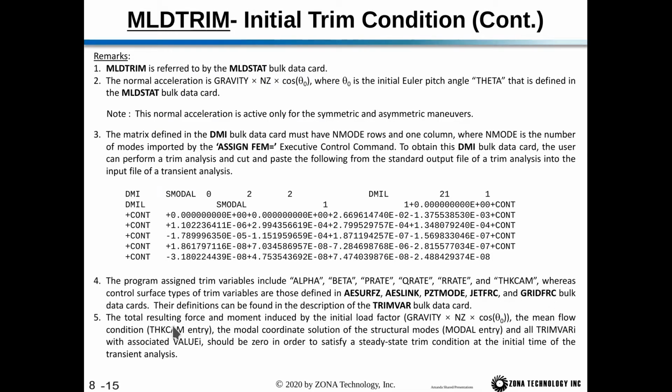So the total resulting force and moment induced by the initial load factor, gravity times NZ times cosine of theta naught, the mean flow condition, which is THICKCAM, the modal coordinate solution of the structural modes, and all of the TRIMVAR with the value. So the total resulting force from these contributions should be 0 in order to satisfy the steady state trim condition at the initial time of the transient analysis. And of course, that is what the trim module of ZAERO does for you. It tells you what the values of all of these different contributions should be such that your total forces are 0.